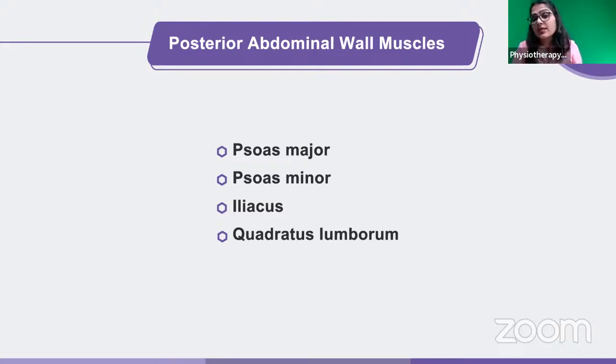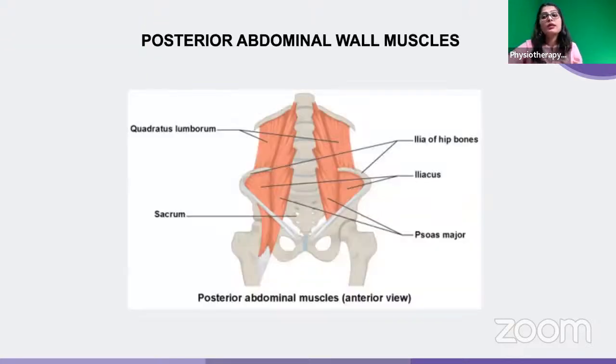So this has psoas major, minor, iliacus, and quadratus lumborum. We have studied abdominal wall under 3 headings. First is anterior, then anterolateral, and posterior abdominal wall muscles. Okay. So posterior abdominal wall muscles: psoas major, minor, iliacus, quadratus lumborum. Let us study each one. So this is a pictorial representation of all the posterior abdominal muscles.